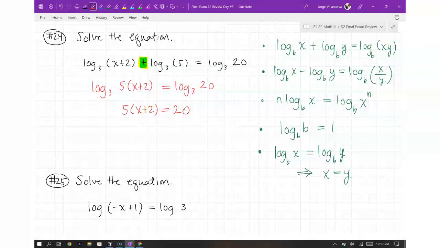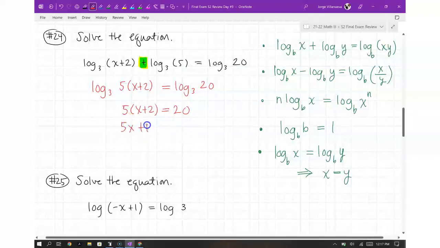Now, you could either divide by 5 or distribute. What would you guys like me to do? Distribute it or divide by 5? What would you guys prefer? Either one's good. Distribute? Okay, most people distribute. Okay, some people divide because they're like, oh, that'll make it faster. But whatever. Do whatever makes you feel comfortable.